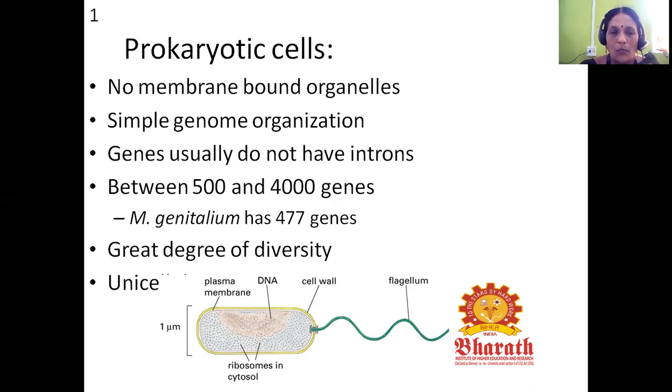This is the structure of a prokaryotic cell, having a plasma membrane, DNA on the inner side, and an outermost layer, the cell wall, with a flagellum for motility. The ribosomes are present in the cytosol and are about 1 micron in size.